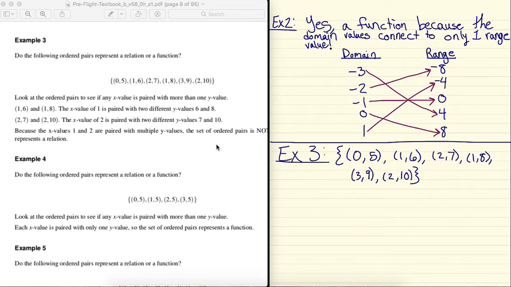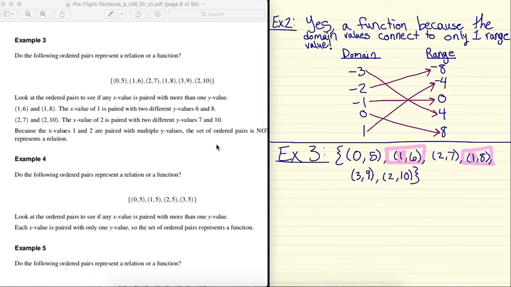So what I want to look at is these x values, these first values here. And I first want to look and see, do any of my x values repeat themselves? Well, I have an x value of 0, and it only happens once in this set, so it does not repeat. So I don't need to look at that one. My x value of 1, though, does repeat. It has the ordered pair 1, 6, and 1, 8.